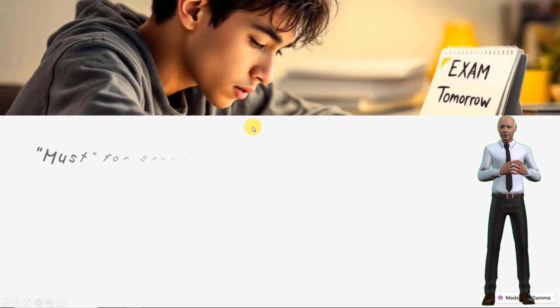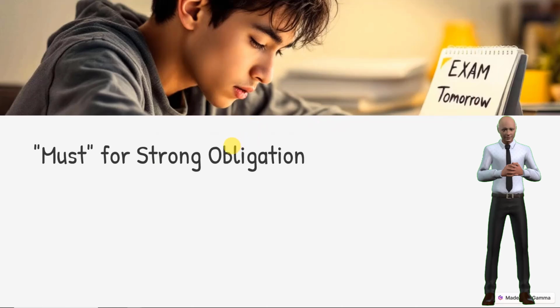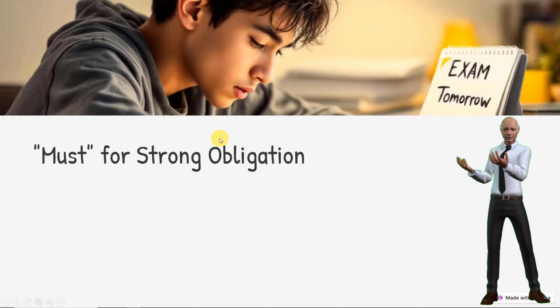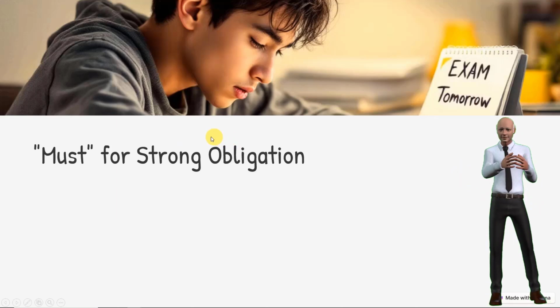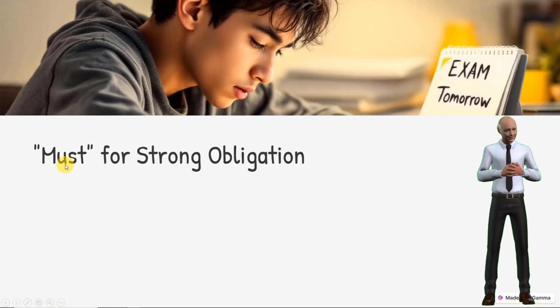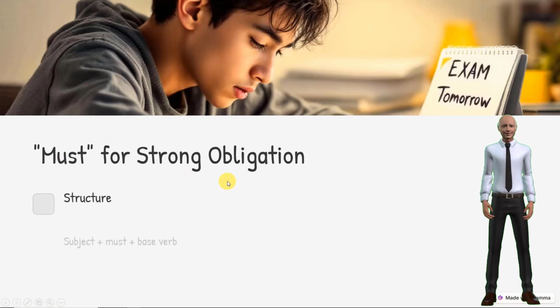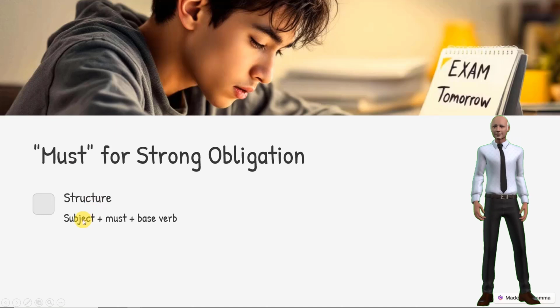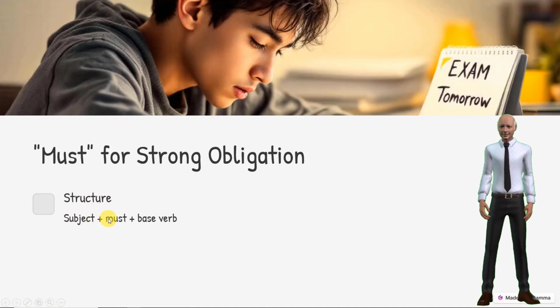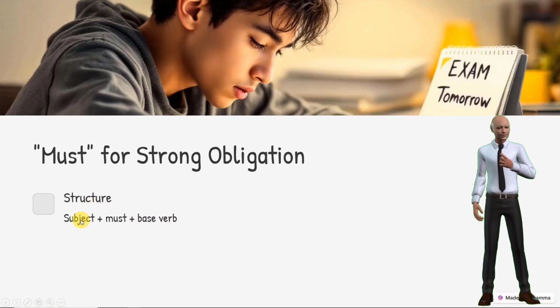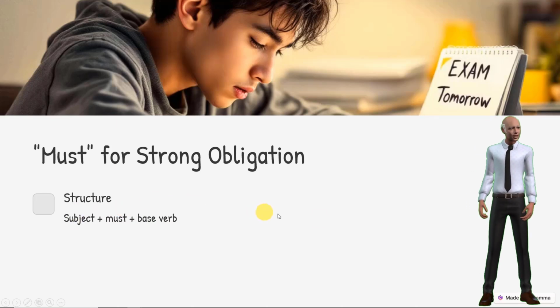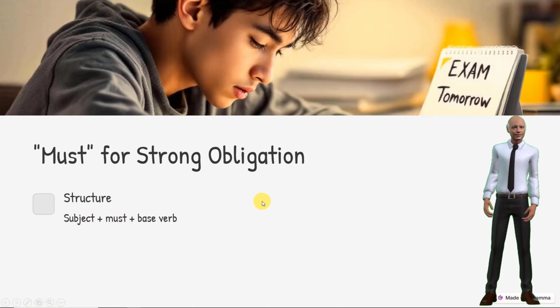Let's move on. Let's look at must for strong obligation. That is when you really feel very strongly about something and a guy must do it, or you really want somebody to do something, you'll say you must do it. Firstly, the structure is the subject plus must plus the base verb. For instance, we must go to school, or you must go to the shop now. Things like that.